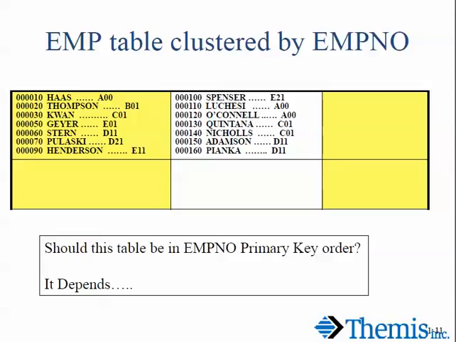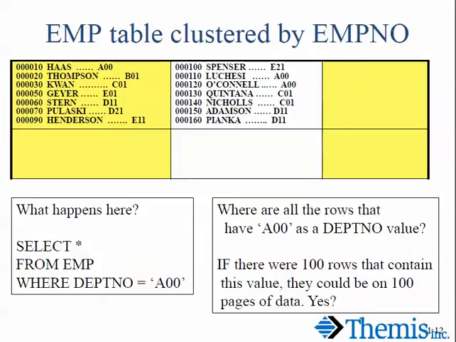Because if you look at a portion of this data here on the screen and you come in with a query that says, select from the employee table where department equals A00. Let's go to this next page here on that one. So we come in with a query that says where department equals A00. If the data is clustered in employee number order, where are all the A00 rows in the table? They're scattered. They're not clustered together. The data is clustered by employee number. So maybe there's 100 people that were part of department A00. They could be on 100 different pages.